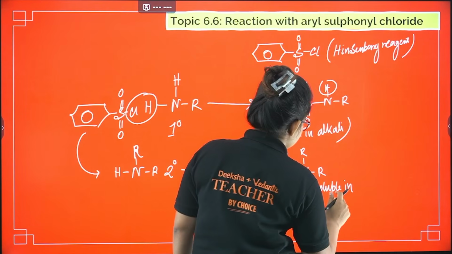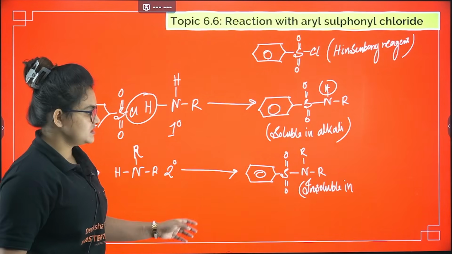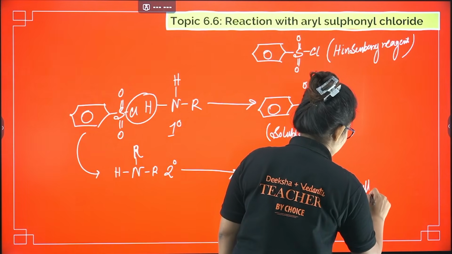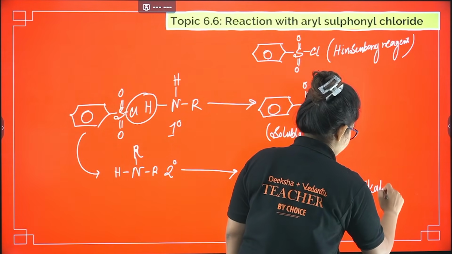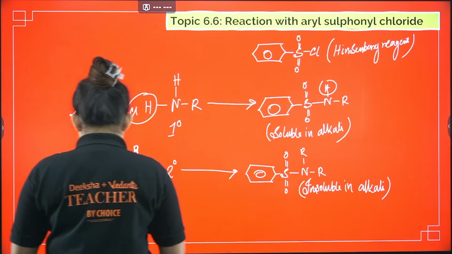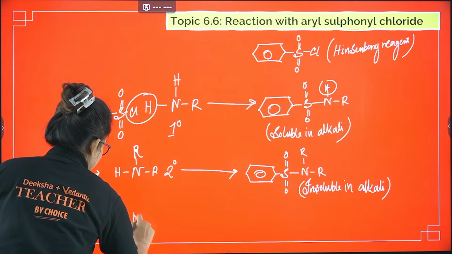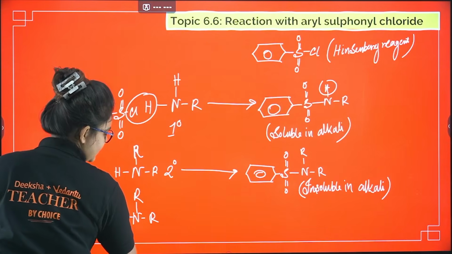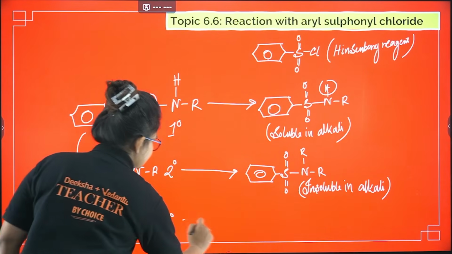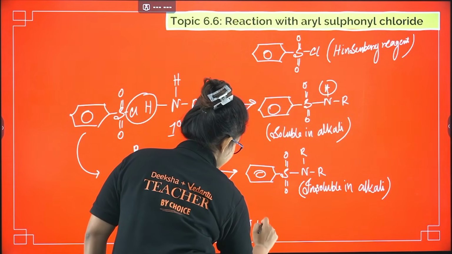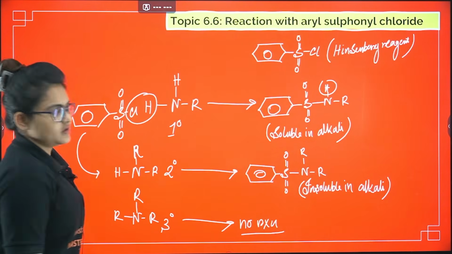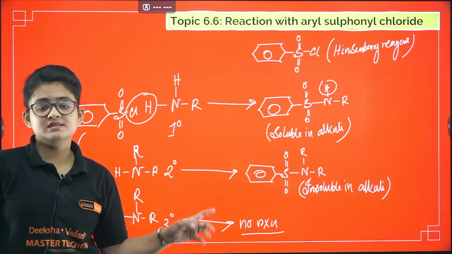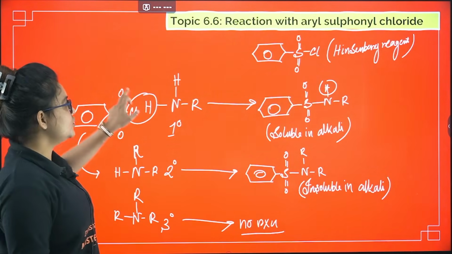Okay, so whenever you see that after reacting with Hinsberg reagent, some precipitation you are getting that is insoluble in alkali, you can tell that it is a secondary amine. Lastly, if you proceed with NR3, here there is no hydrogen, you can see. So that's the reason here no reaction takes place. Okay, so this is how you can separate primary, secondary and tertiary amine using the Hinsberg reagent. I guess it's clear to you.